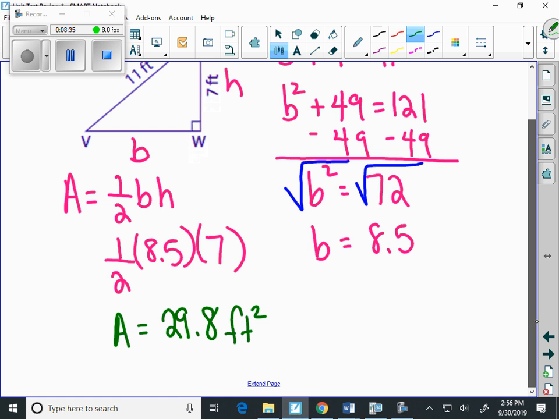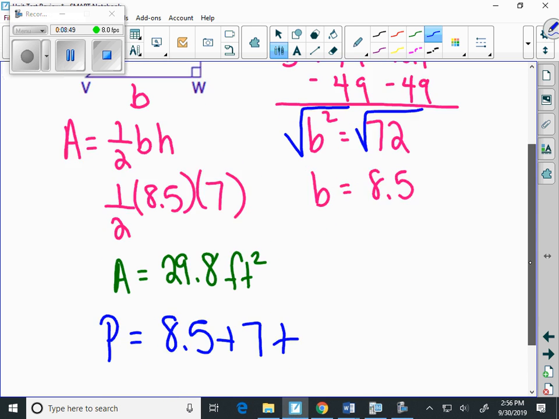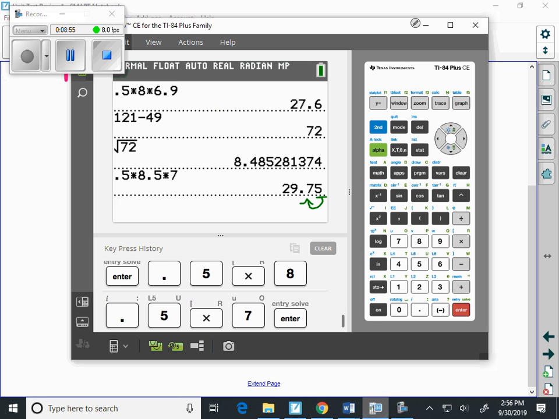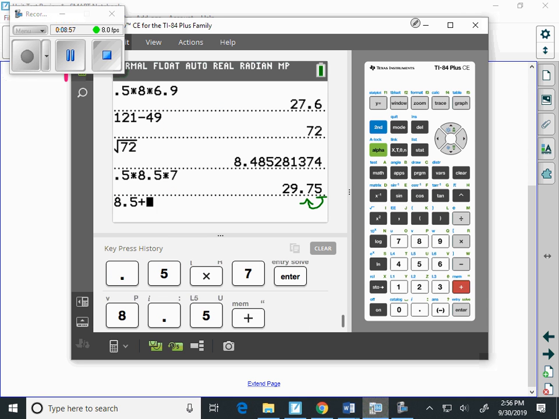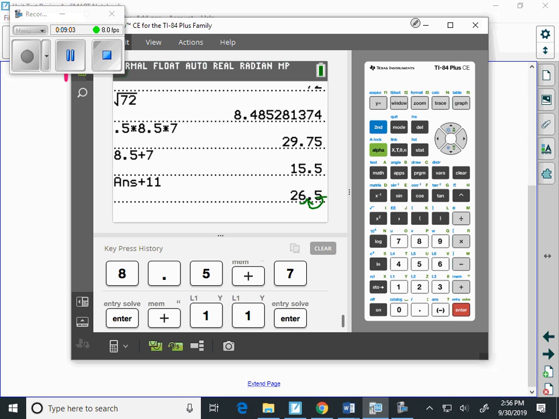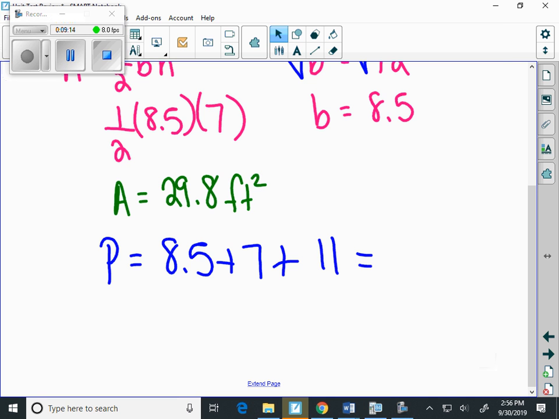The perimeter, well, now that we know all of the lengths, to figure out the perimeter, we're going to take the 8.5 plus the 7 plus our other length of 11 and add those three together. So 8.5 plus 7 plus 11. And when we add those all together, I just want to try that one more time. 8.5 plus 7 plus 11 gives us 26.5.